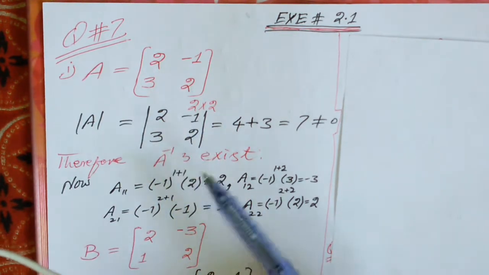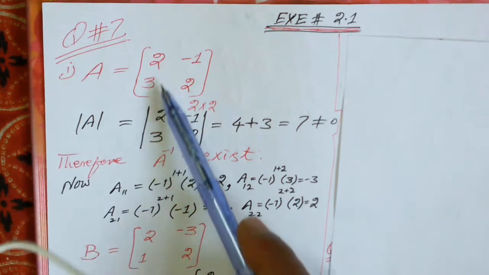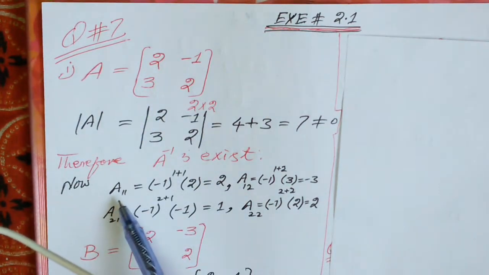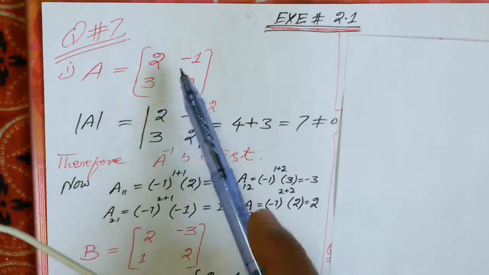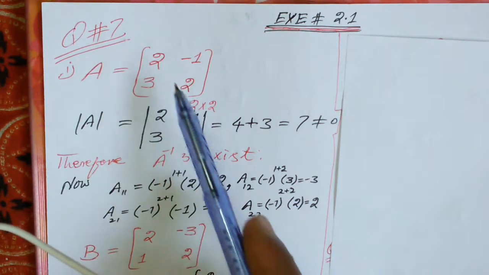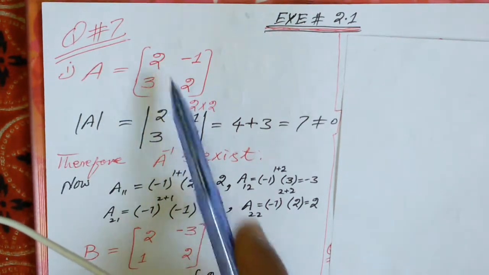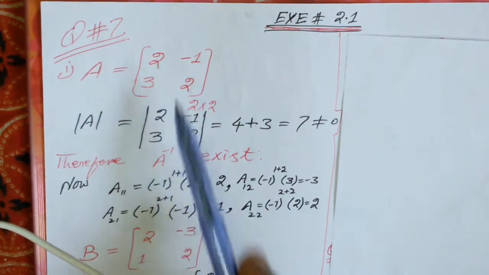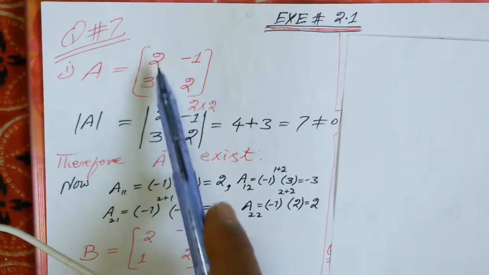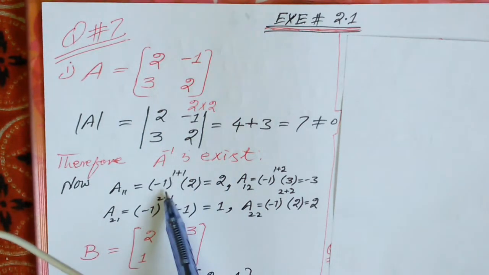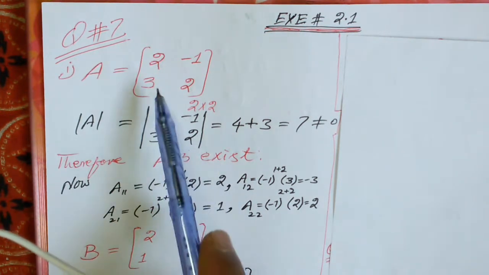For the inverse of a matrix, first we have to calculate the cofactor of each element of the matrix A. The cofactor of the element in the first row and first column of the matrix A is -1 raised to power 1 plus 1. This element is in the first row and first column. Multiply by the element left after deleting the first row and first column, we get 2. Multiply 2 with -1 raised to power 2, we get 2.